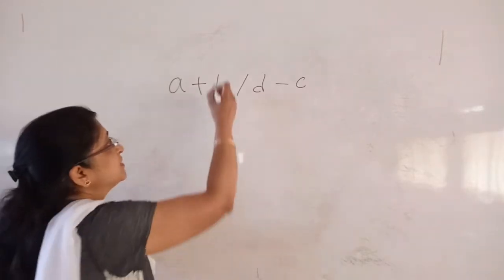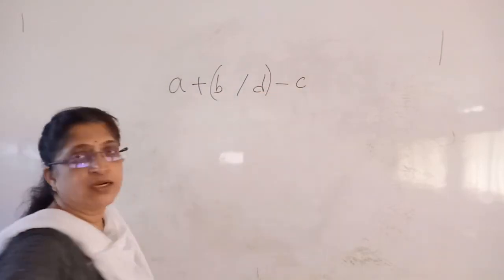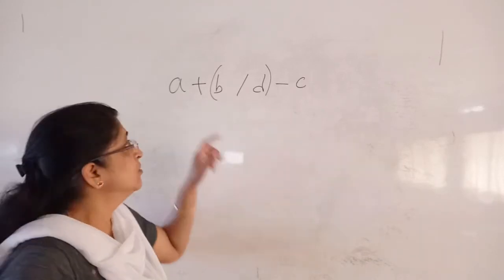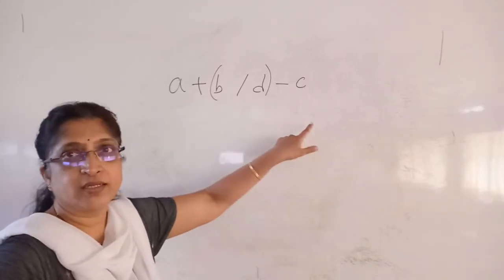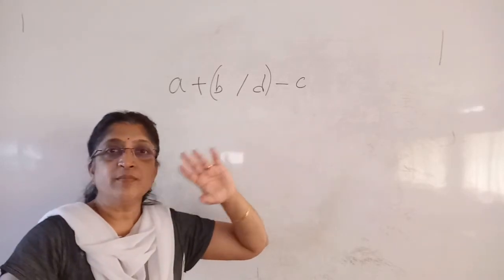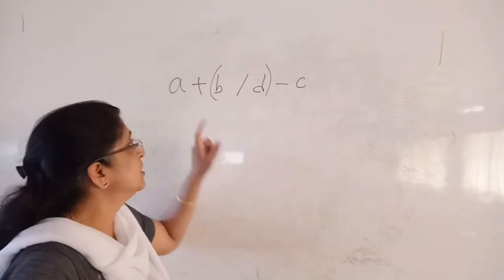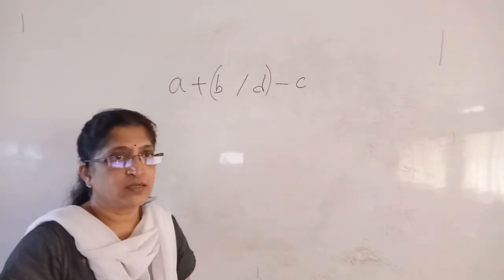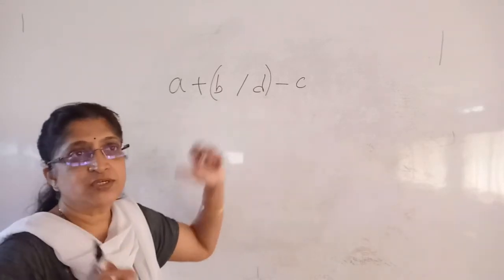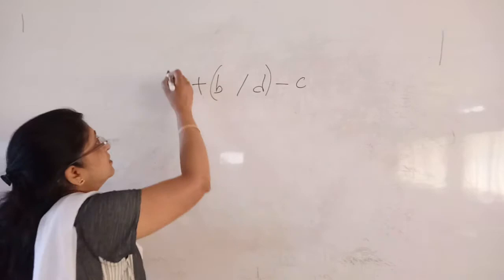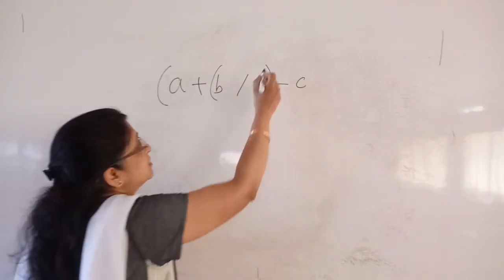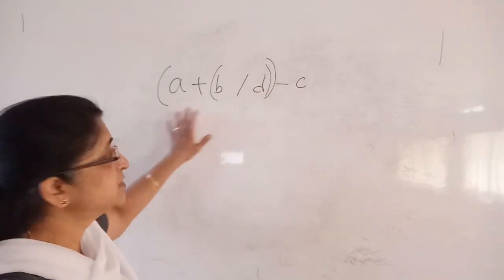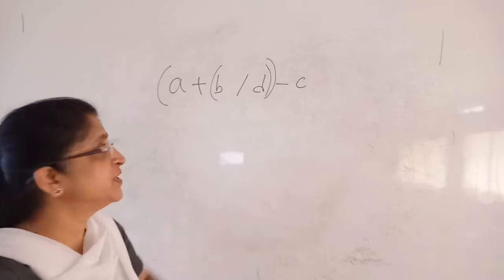So parenthesize this as B slash D. Now this is the first operator which gets executed. Then after this we have two more operators, plus and minus. Always the expression is evaluated from left to right. Though here plus and minus both have the same precedence, the expression is evaluated from left to right. So after this division is done, the value of A is added with the result of B slash D. Then this result minus C. That is how it gets evaluated.